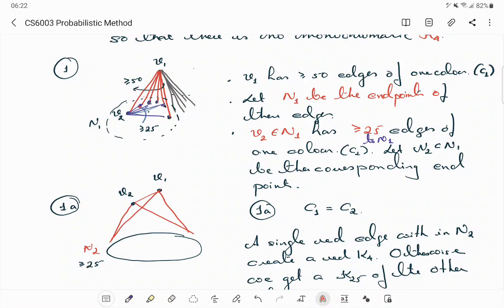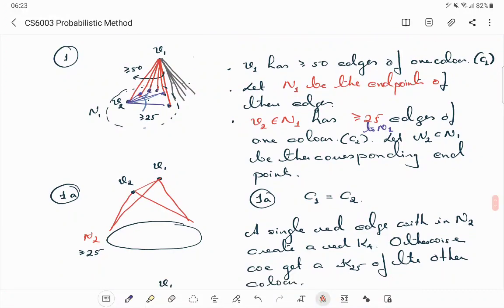Because we deleted everything else, which means they share the property that N1 shared, which is that the edge to V1 is also colored red. And the edge between V2 and V1 is also colored red because V2 was part of N1. Okay, so this is the structure that you get. This indicates that all the edges that go from V2 to N2 and V1 to N2 are all red. And by the counting, we know that N2 has size at least 25.